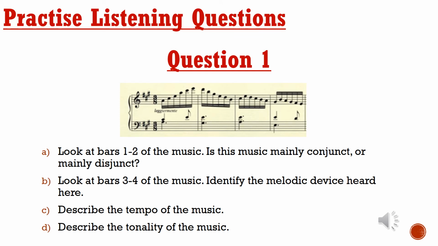Now we're going to practice doing some unfamiliar listening questions together, where we're going to hear a piece of music that we've not listened to before and answer some questions on it. So the first two parts of this question are just about the very beginning of the music. Question A refers to bars 1 and 2, and question B refers to bars 3 and 4. You've got the music for this on the screen. And then question C and D are more general questions about the music.